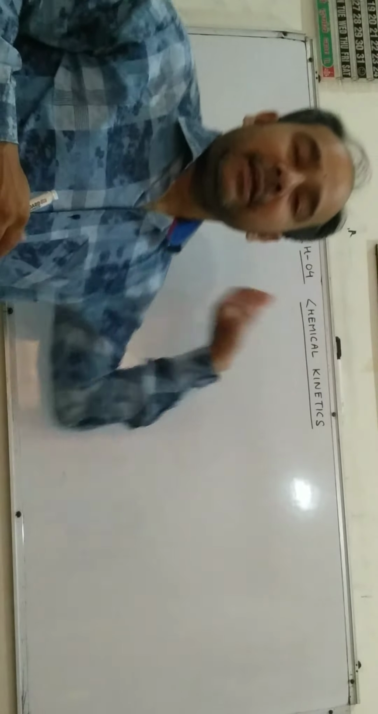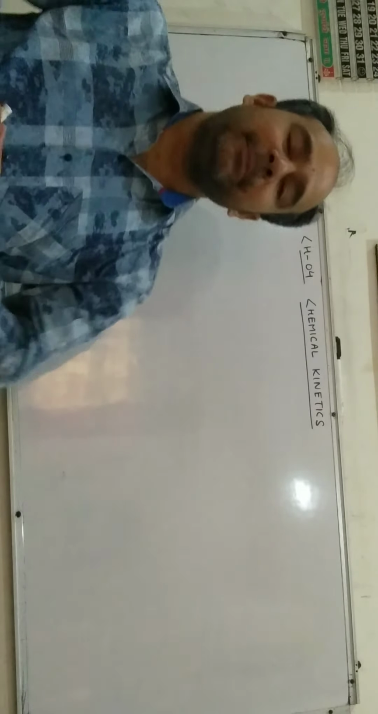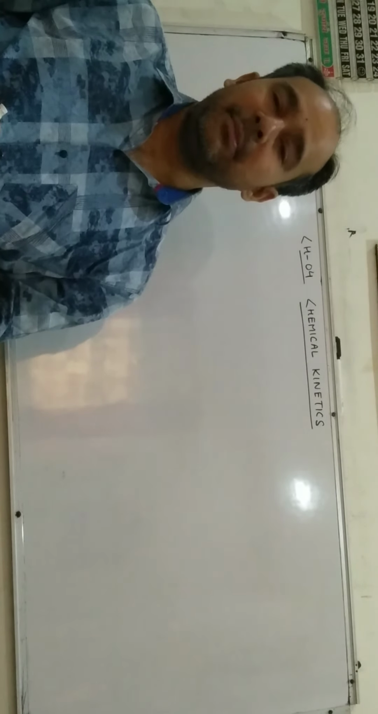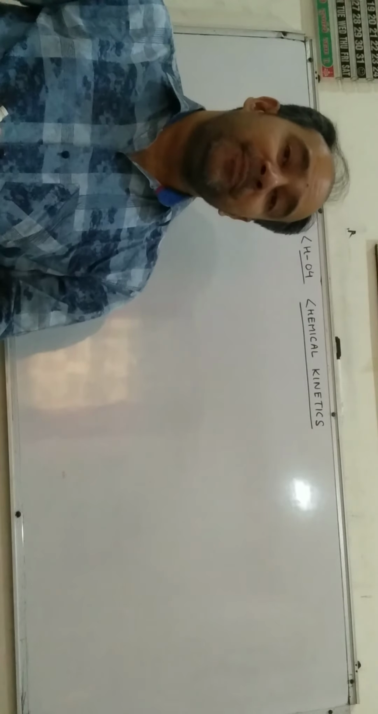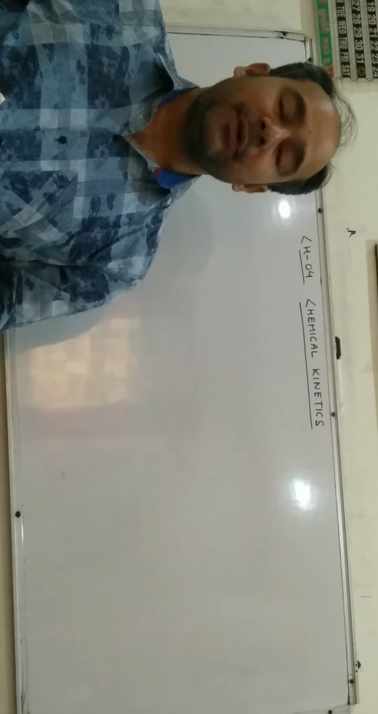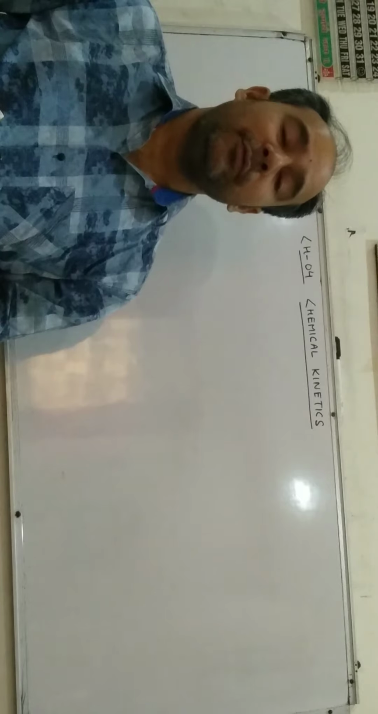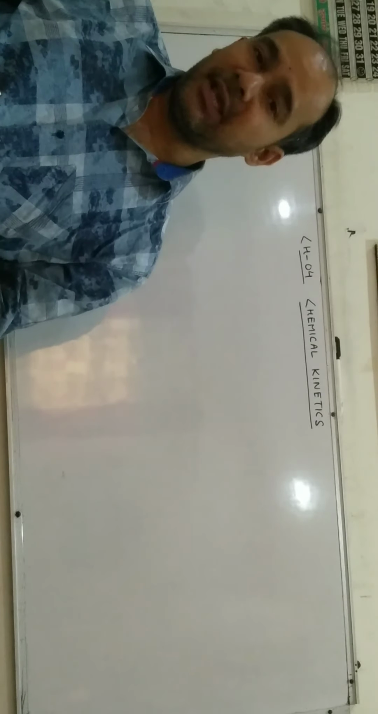Good morning class. Today we discuss chapter number 4, chemical kinetics. Before starting this chapter, let us consider what is chemical kinetics. Students, chemical kinetics is a branch of chemistry that deals with the rate of chemical reaction and their mechanism.